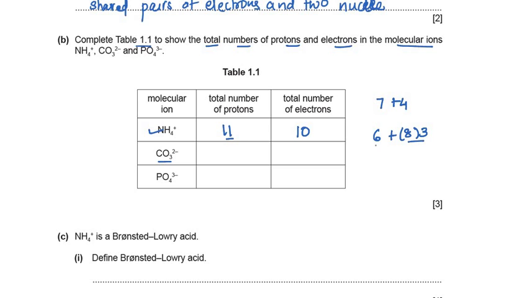So 24 plus 6 will give us 30 protons in the carbonate ion, and in this the charge is 2 minus, that shows 2 extra electrons, so total number of electrons should be 32. And with the same calculation, if you calculate for phosphate ion, the total number of protons goes 47, and as there is 3 minus, so 3 extra electrons gives 50 electrons. So this is how we calculate the protons and electrons of the given species.